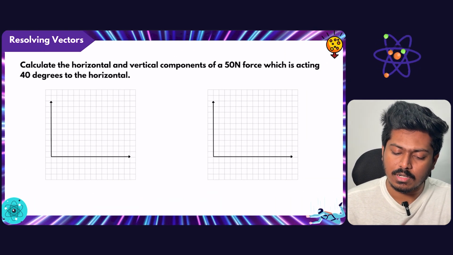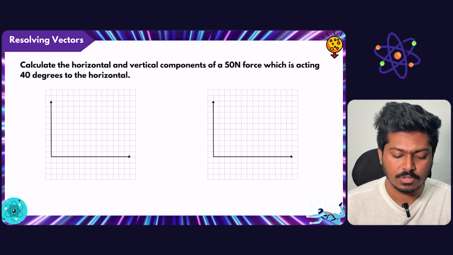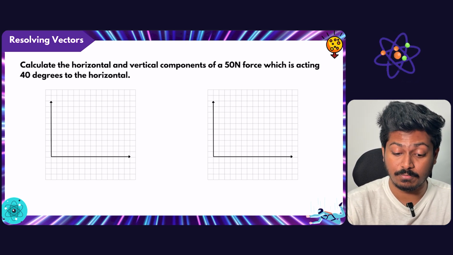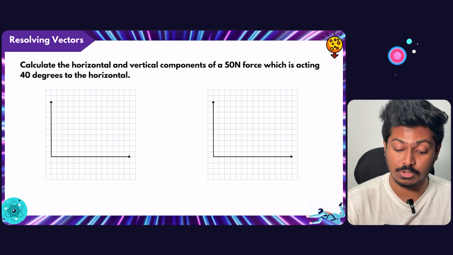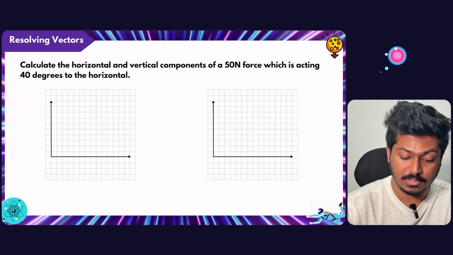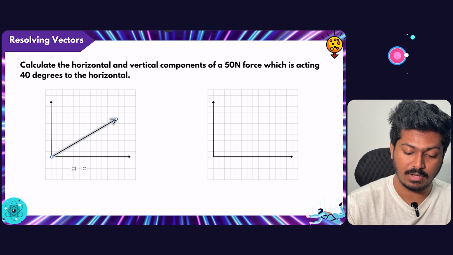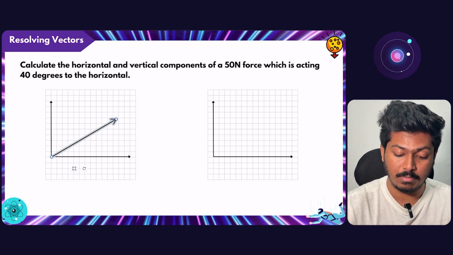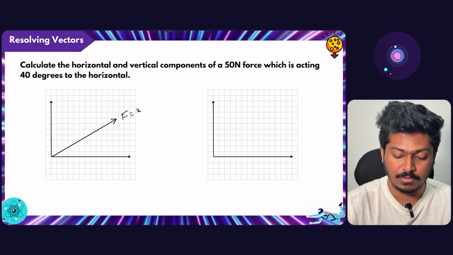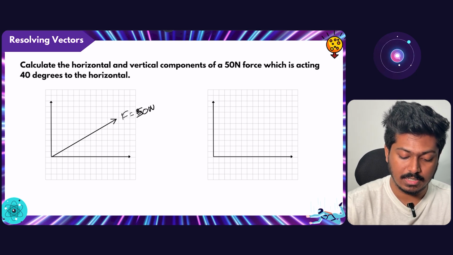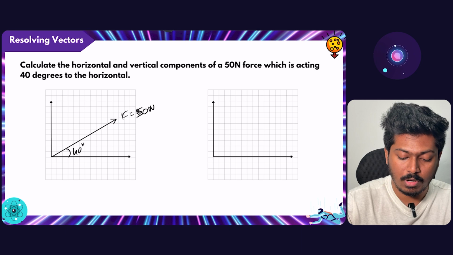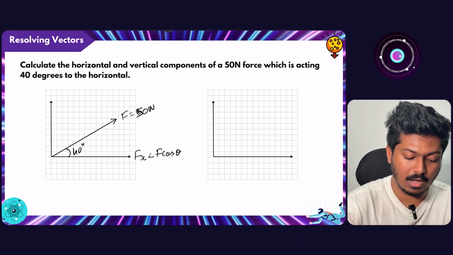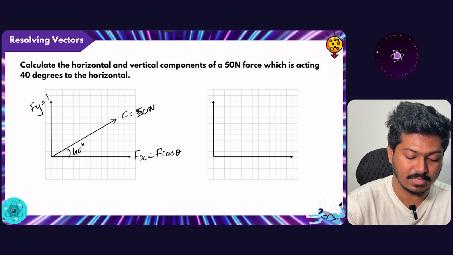Calculate the horizontal and vertical component of a 50 Newton force which is acting 40 degrees to the horizontal. So they've given that the vector is 40 degrees to the horizontal. So that would mean I can consider this as my vector, which is a force component because it's given to be 50 Newton. So let me name it as F equals 50 Newton, and this angle is 40 degrees. What do I know about my horizontal component? That is F cos theta. Right? And my vertical component is Fy, which is F sin theta.